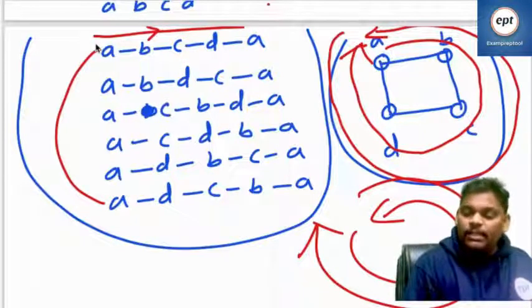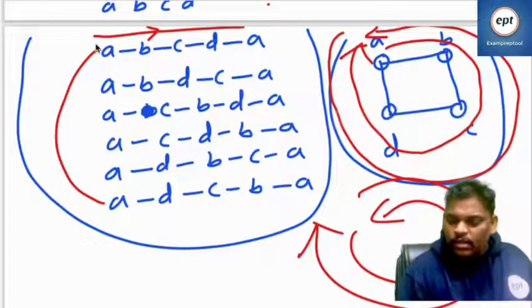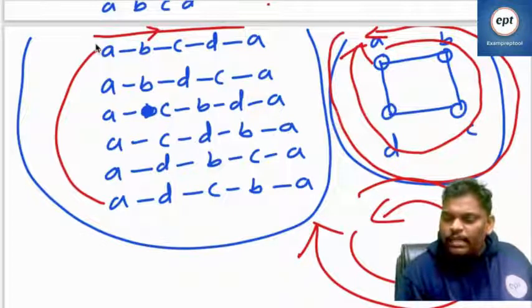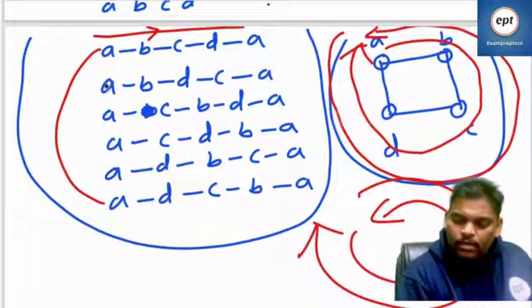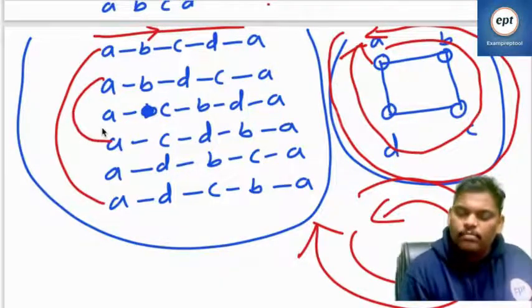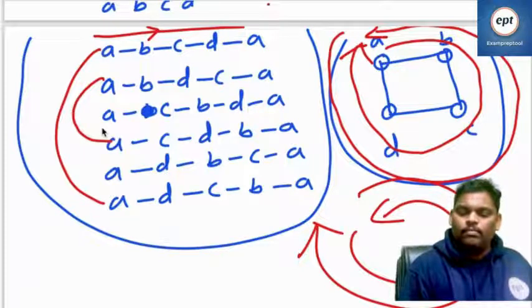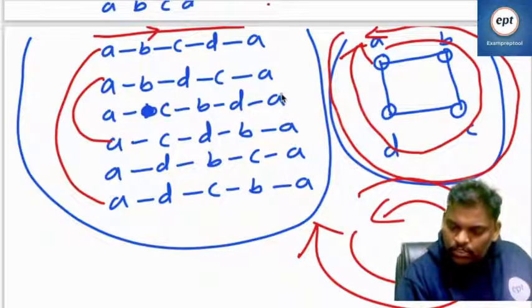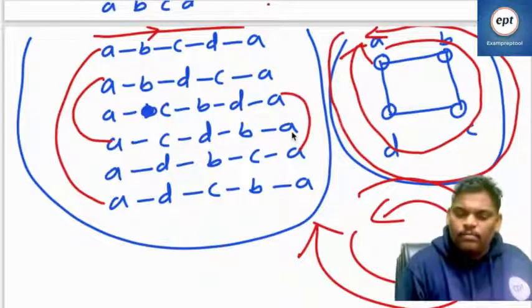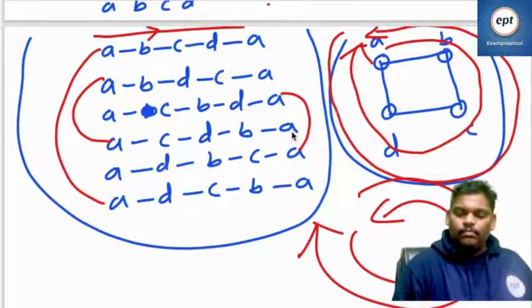Next one. Can you see the next one? If you see A, B, D, C, A, in the reverse order it is A, C, D, B, A. I think these two are same. I think these two also are same. Check properly.